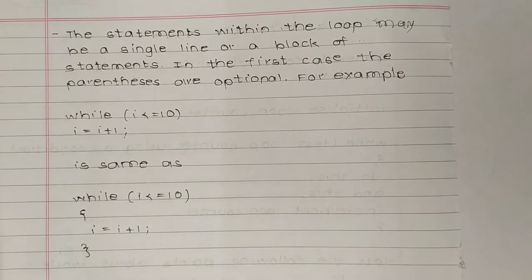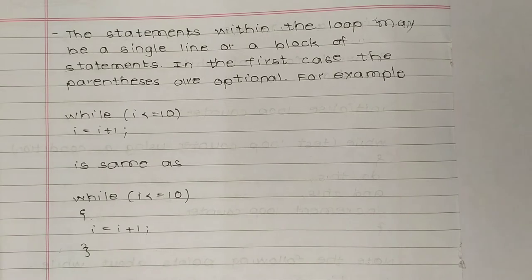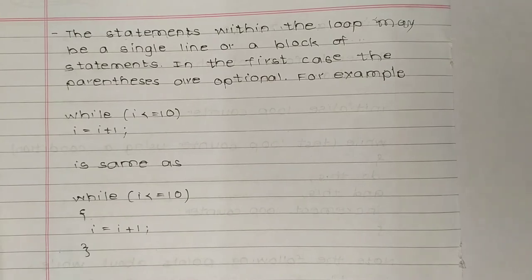The statement within the loop may be a single line or a block of statements. In the first case, the parentheses are optional. So basically, the statement within the loop can be a single line or a block of statements. Now these are examples.